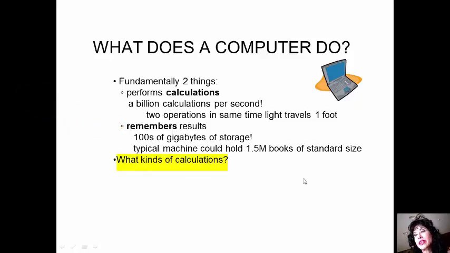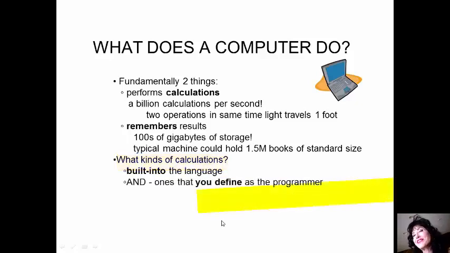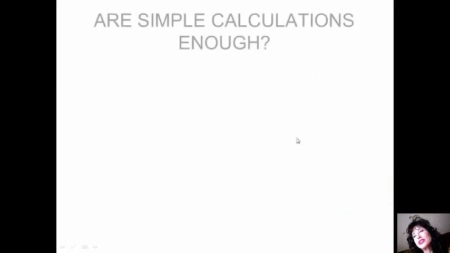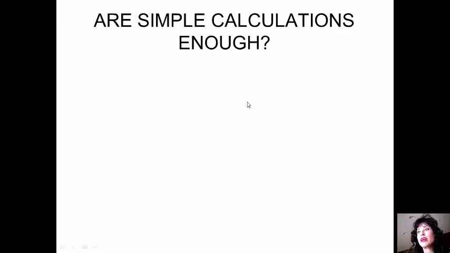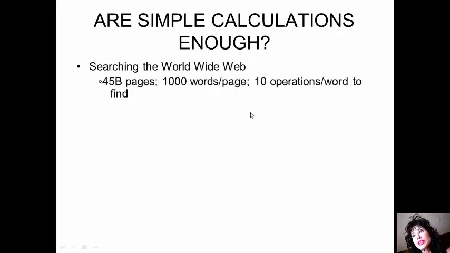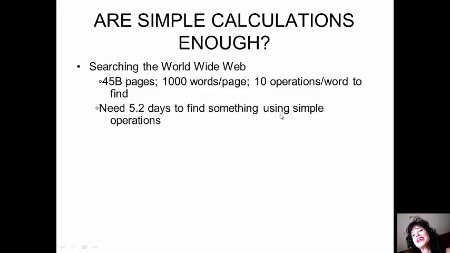Well, what kinds of calculations? The ones that are built into the language and the ones that you're going to define as the programmer. Now, are simple calculations enough? And by simple, we mean basic things like adding or moving. If you were just going to search the World Wide Web, which a lot of you do via Google, say, there are 45 billion pages or so on the World Wide Web, which if you say there's approximately 1,000 words per page and it needs 10 operations per word to go find, then it's going to require 5.2 days to find something using simple operations.